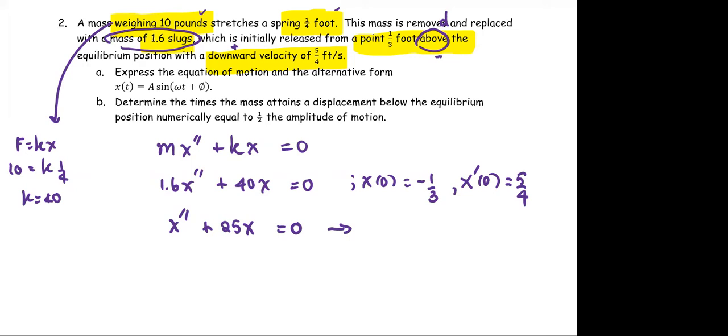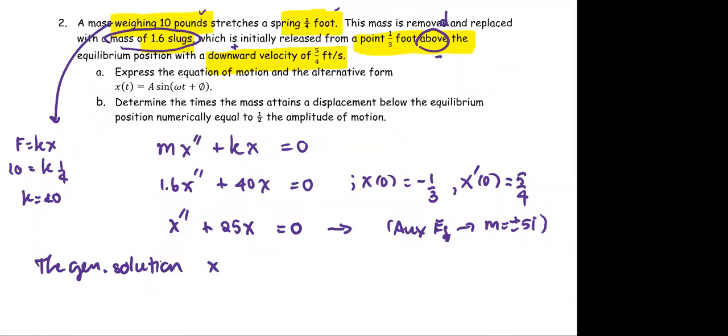From the auxiliary equation, or the characteristic equation, we get m equals plus or minus 5i. Therefore, the general solution, or the equation of motion, is the name of this equation. x at t equals c1 cosine 5t plus c2 sine of 5t.